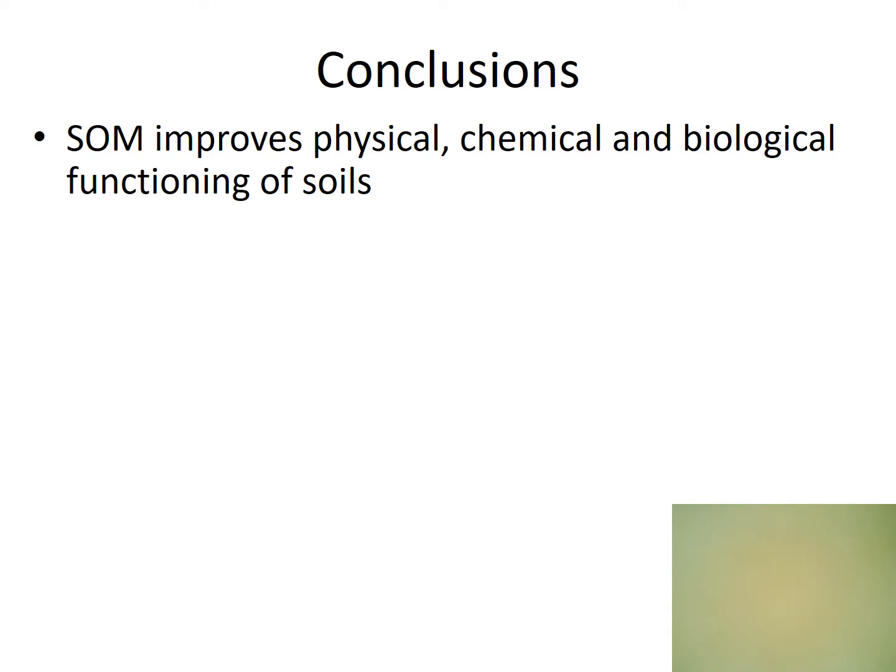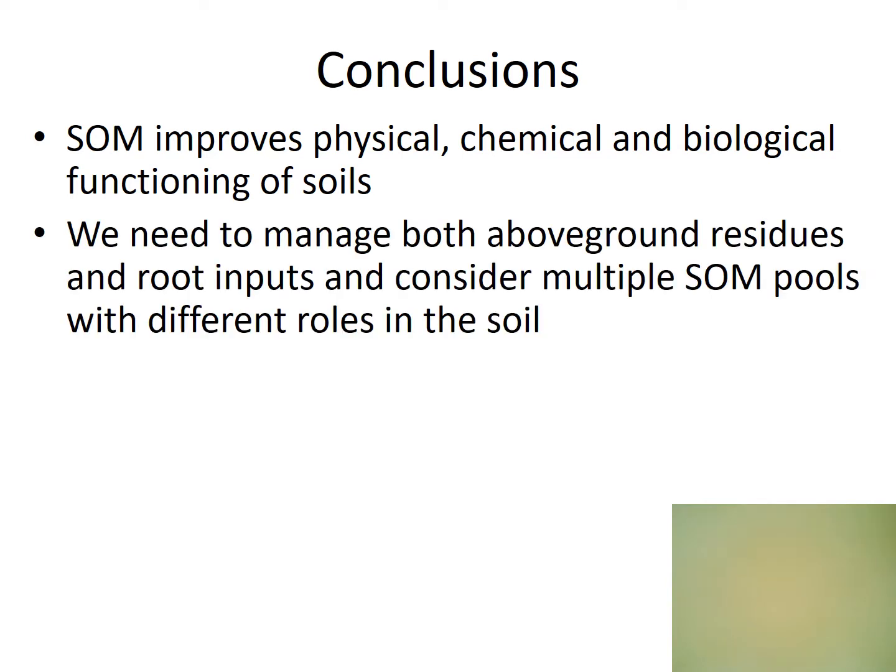Thank you for that. So just in conclusion, soil organic matter improves physical, chemical, and biological aspects of soils. They're all very important for improving overall nutrient use efficiency. We need to be thinking about both aboveground residues and root inputs, and considering multiple pools or components of that soil organic matter, and really recognize what all of them are doing and value all those different functions being provided.